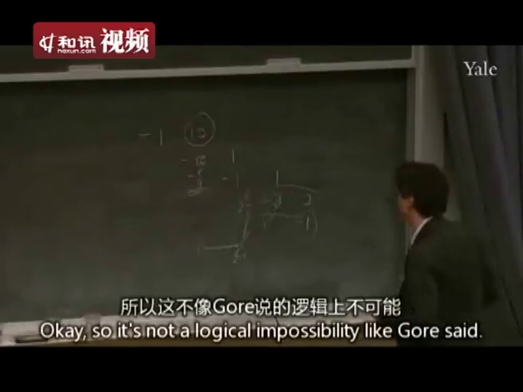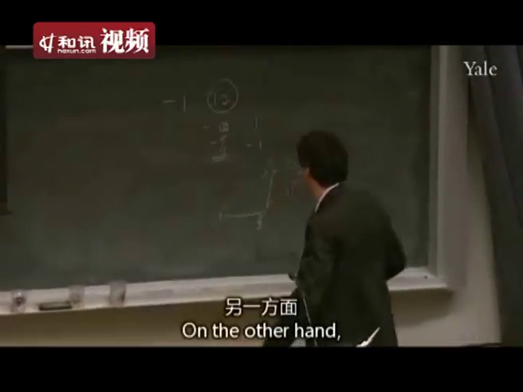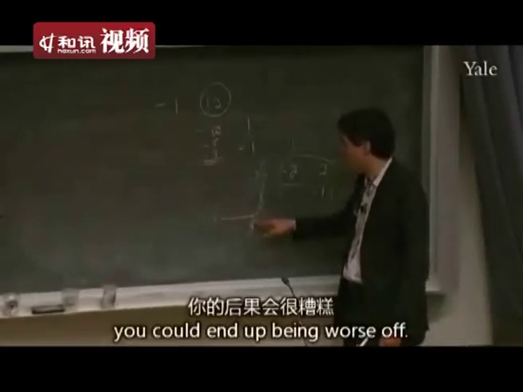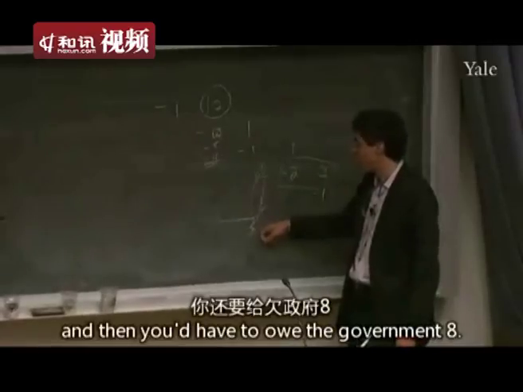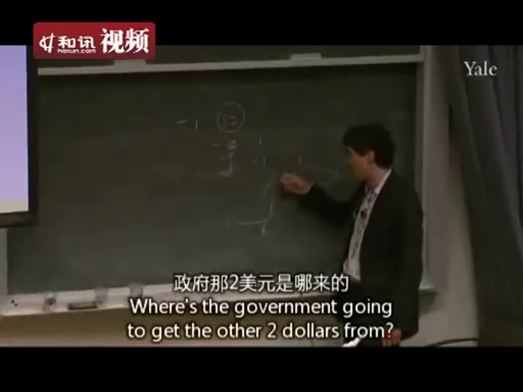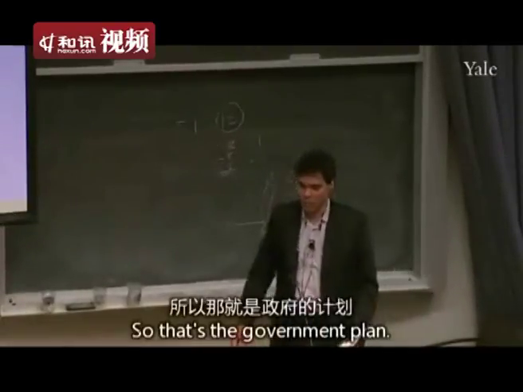Okay? So it's not a logical impossibility like Gore said. On the other hand, if you don't think the stock market's going to do better than the bond market, you could end up being worse off. You could put in $4 here, get only $6, and then you'd have to owe the government $8. Where is the government going to get the other $2 from? It's going to reduce your Social Security contributions by 2. So that's the government plan.